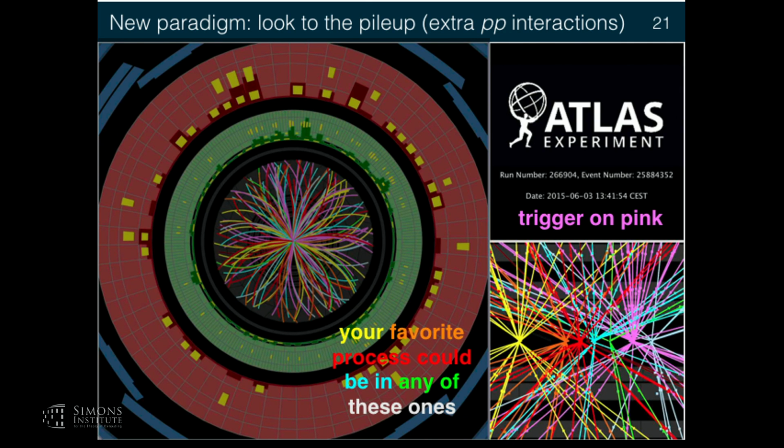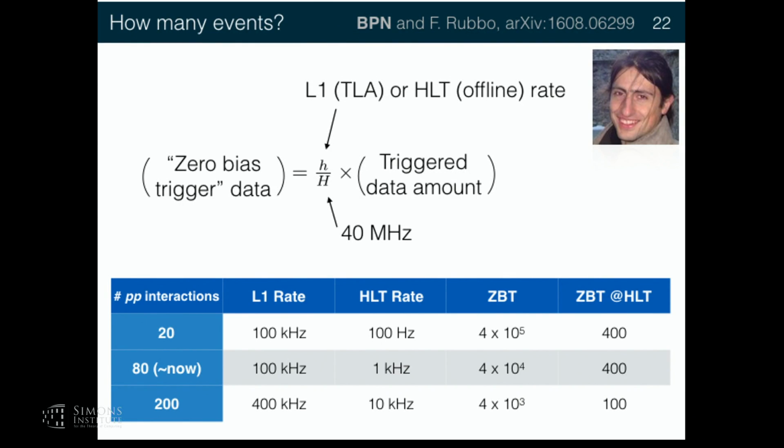So let's say, for instance, you trigger on the pink one from electrons. All the other 100 minus 1 collisions are unbiased. They're zero bias, and they, in principle, can have interesting physics in them. So the idea is, what if you triggered on the pink and used all the other colors to look for interesting physics? We call this a zero bias trigger.